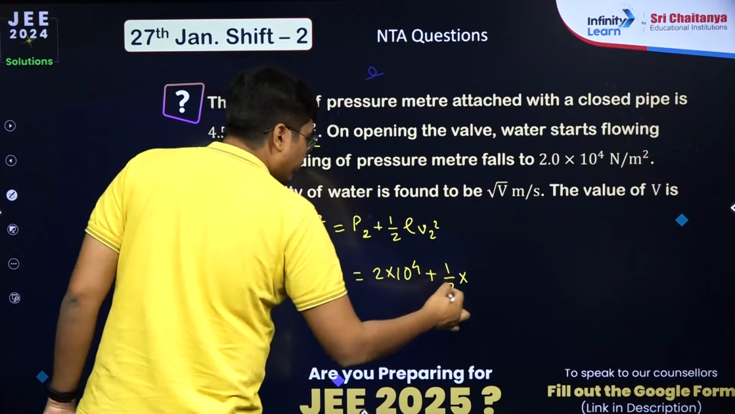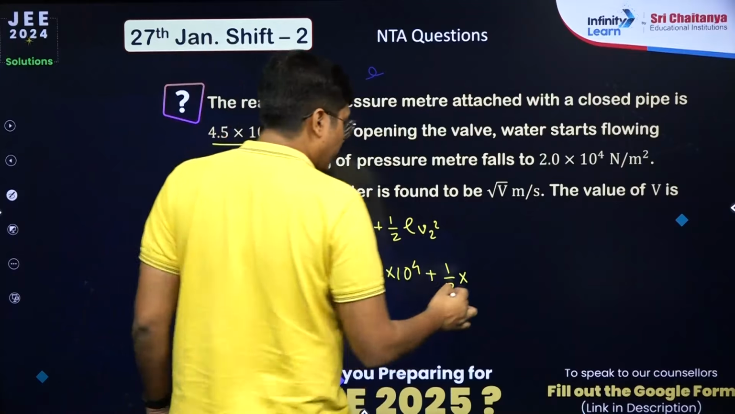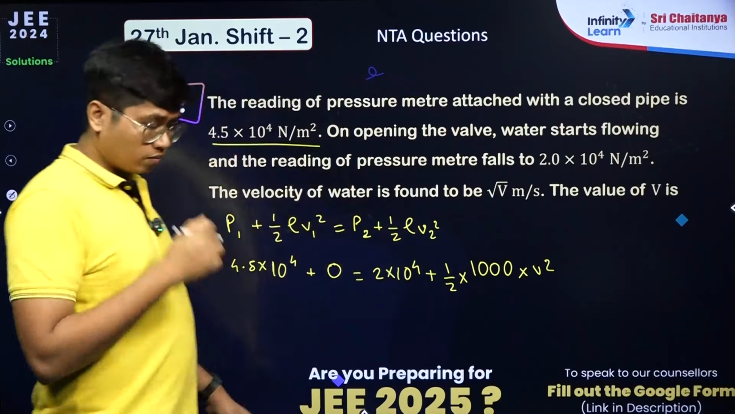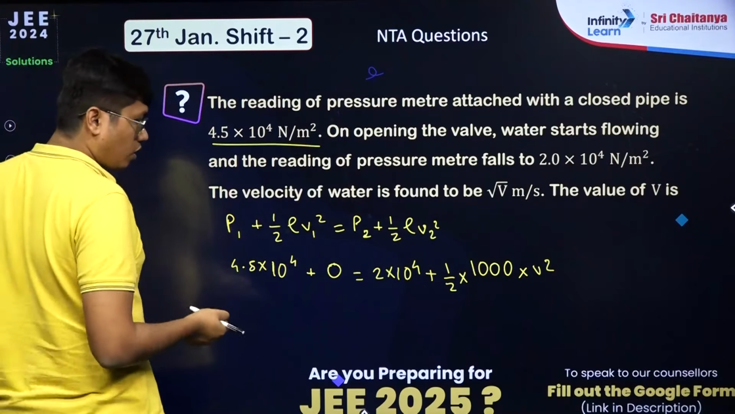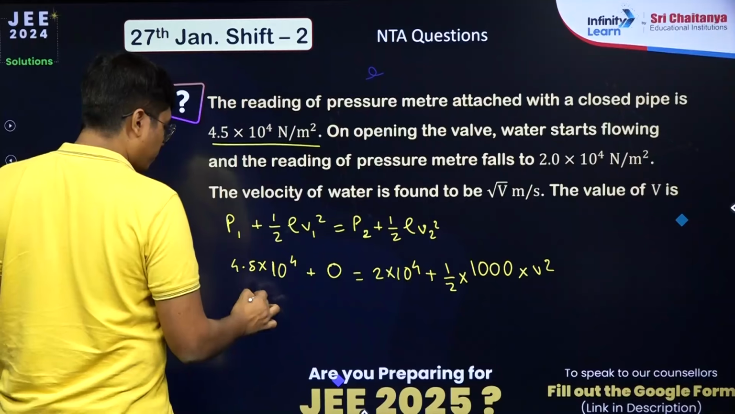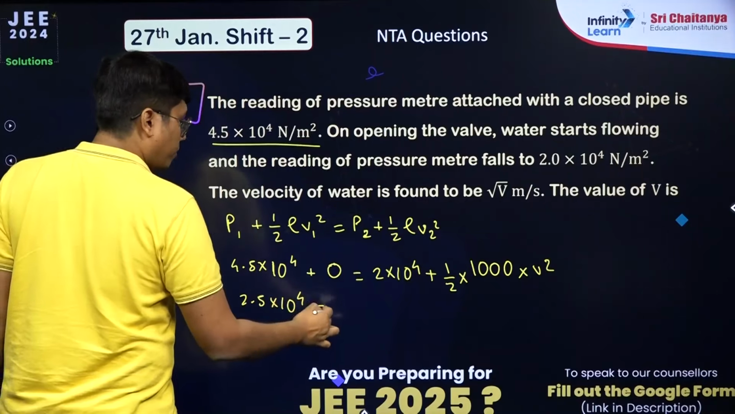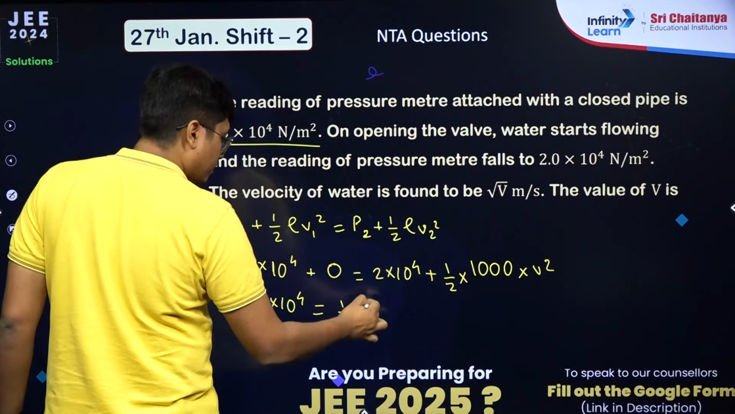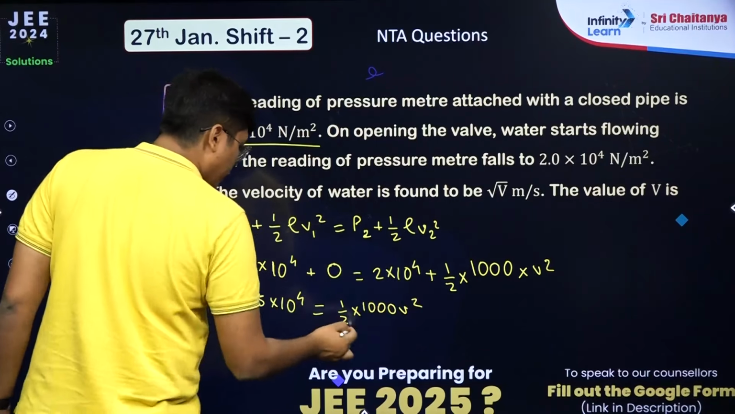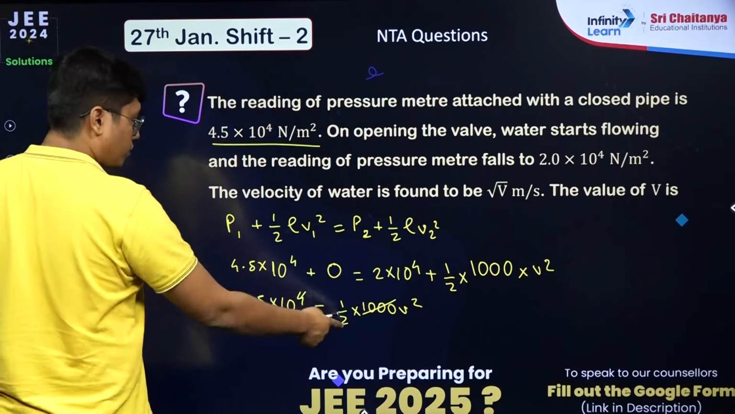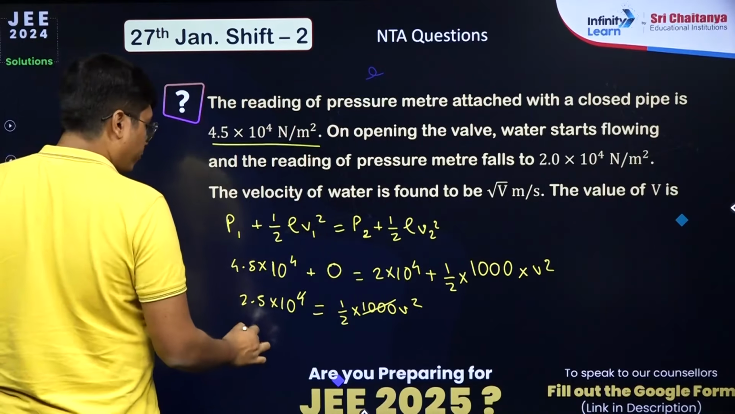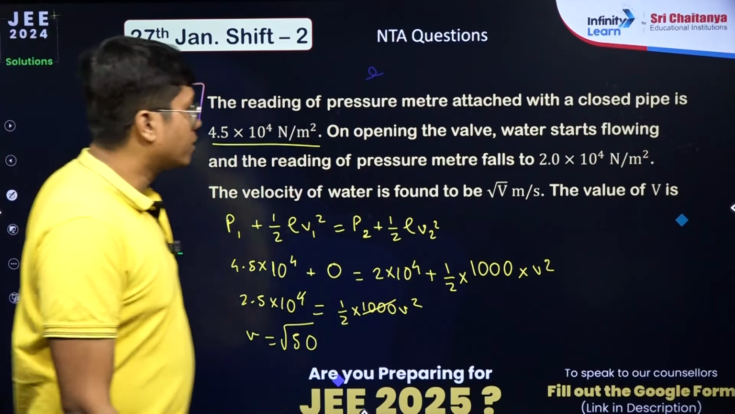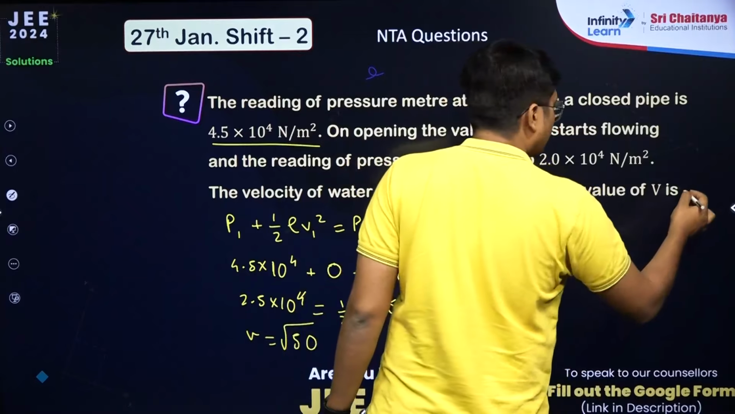plus half rho. This is water, right? This is water, so it's 1000 kg per meter cube into the V square. That is what we want. That velocity is what we want. So what do I get if I shift it here? I get 2.5 into 10 to the power 4 is equal to half 1000 into V square. Cross multiply this, first take this out. 2 into 2.5 would be 5, 5 into 10 would be 50, so V should be equal to root over of 50 meters per second. So the value of V is 50.